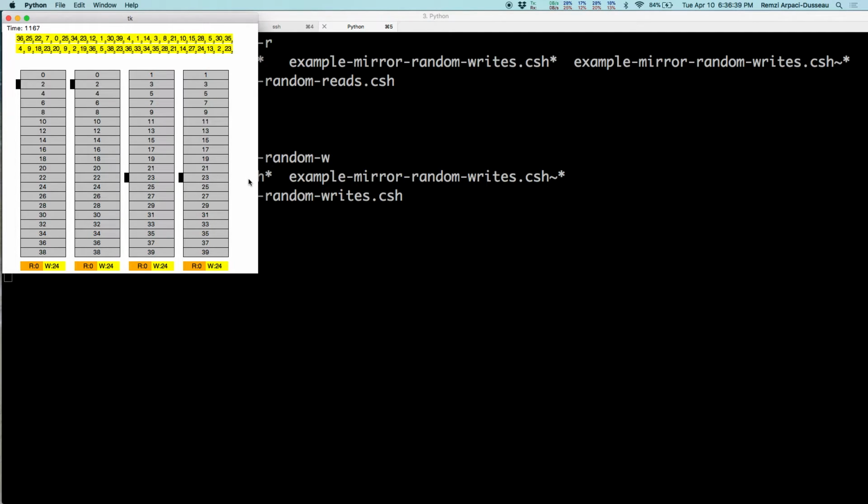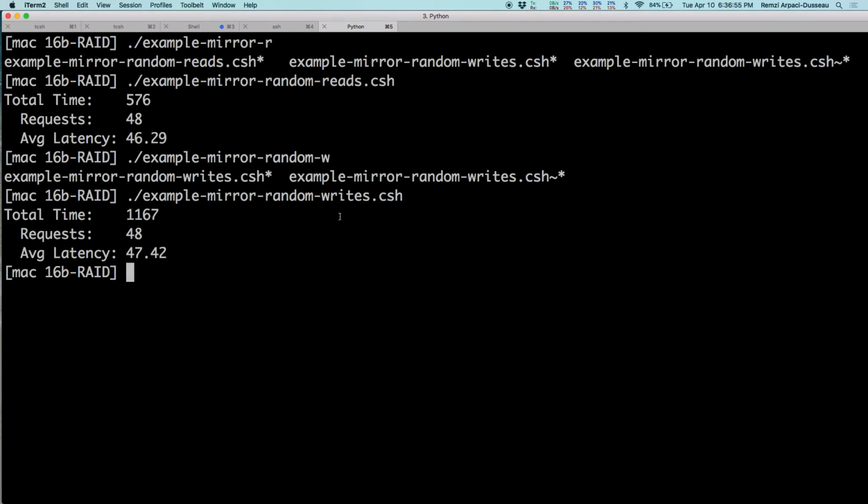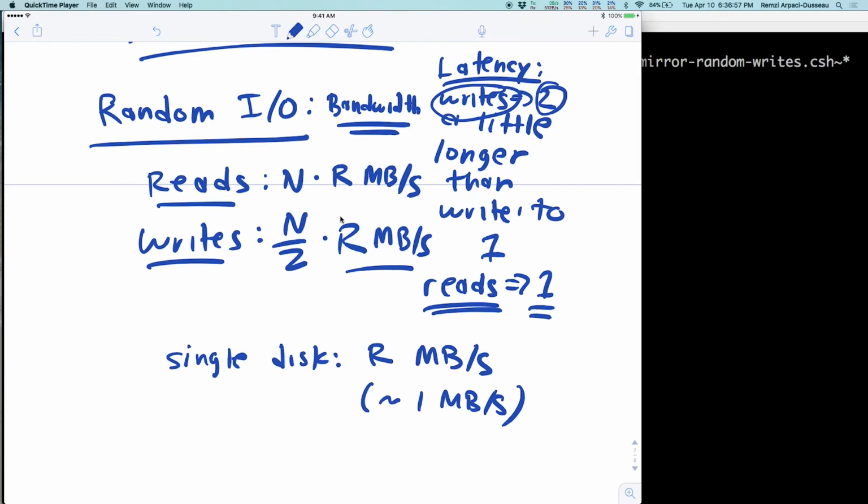And that should appeal to our intuition. Even though the latency of a single write to 2 disks is about the same as it is to 1 disk, there's no magic when it comes to bandwidth. We get half the bandwidth total. Any questions about that? Make sense? Okay, so let's think about a slightly trickier case.